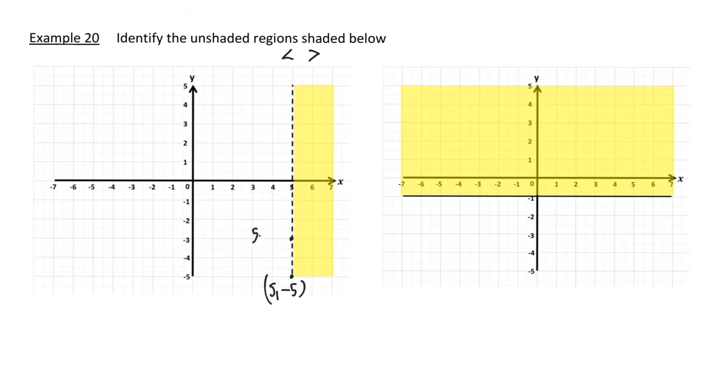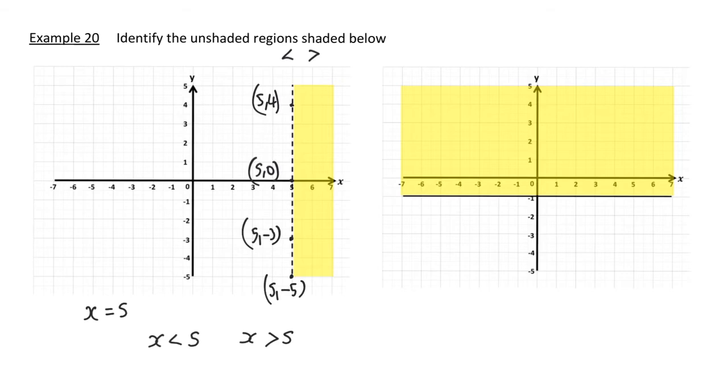This one is 5, minus 3. This is 5, 0. And what we see is that every point along this line has an x value of 5. So this has been based around x equals 5. But because it's a dashed line, it's an inequality, our options are either x is less than 5 or x is more than 5. So now we pick a point on the unshaded side.